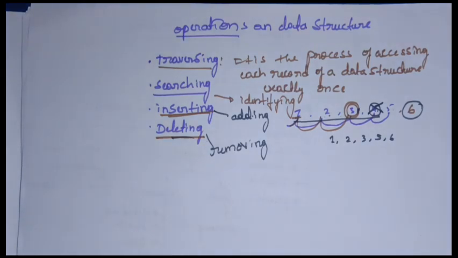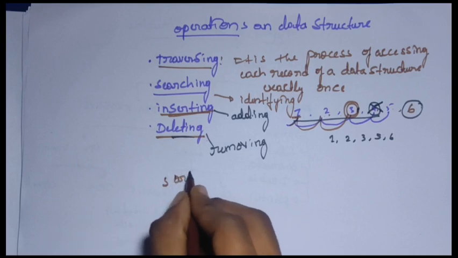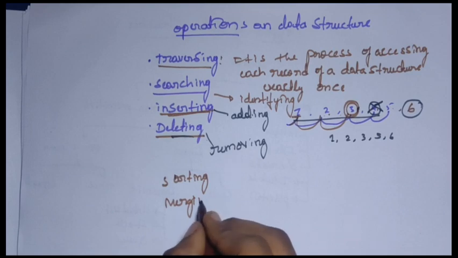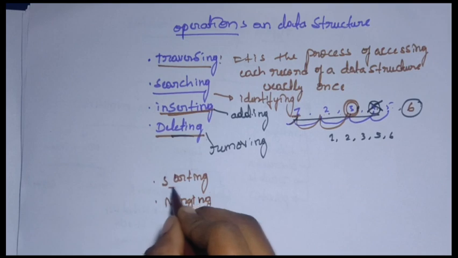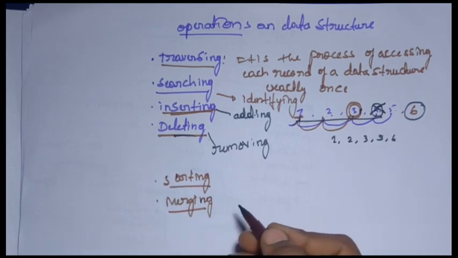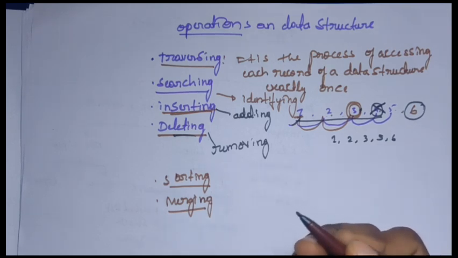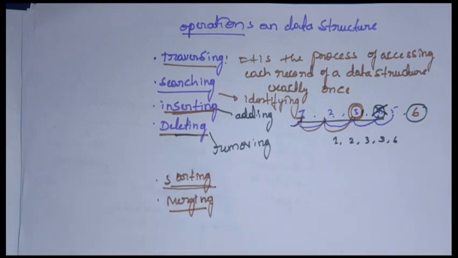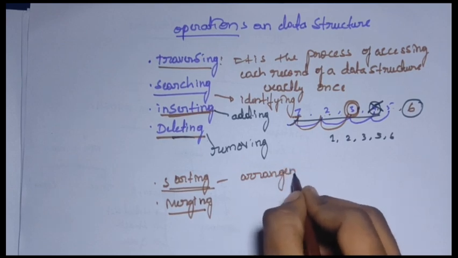Next, we typically have other data structure operations, basically sorting and merging. These are the kinds of operations associated with a data structure. Sorting is nothing but arranging the records or elements. It's an arrangement either in increasing order or in decreasing order, which we know as sorting.